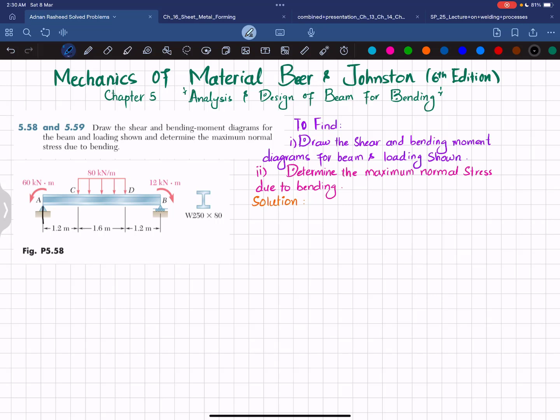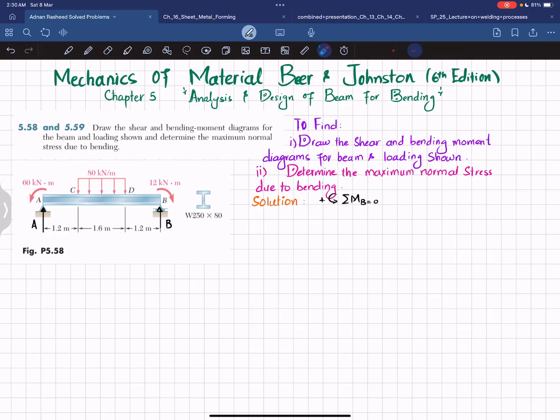First step: if you remove the pin support at point A, you will have a vertical reaction force, which is represented as A, and if you remove the roller support at point B, you will have a vertical reaction force B. First we will find A and B using the equations of equilibrium. The first equation is that the sum of all moments about point B is equal to 0, taking the counterclockwise moment as positive.